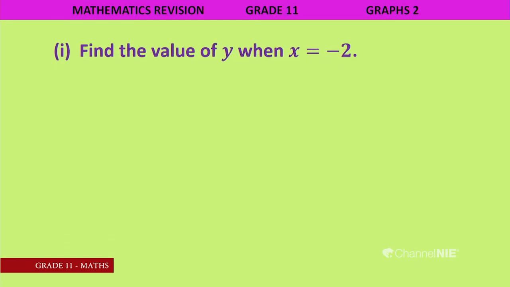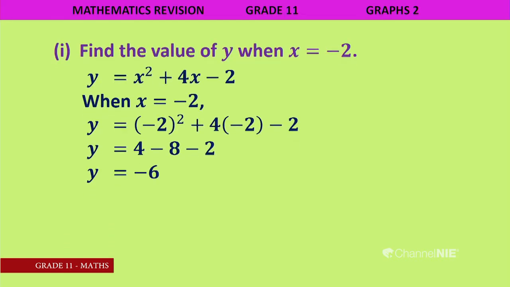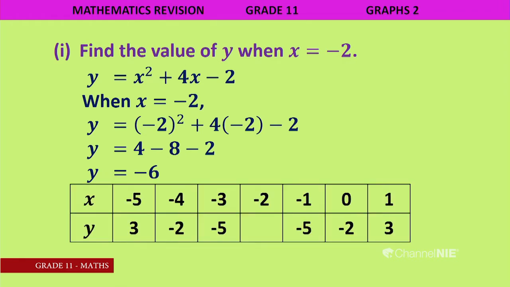Find the value of y when x equals minus 2. Then you substitute minus 2 instead of x. As a result, minus 2 squared plus 4 into minus 2. Minus 2 squared is 4, plus minus 8, minus 2. Finally, you have minus 6. Then this is the completed table of values.